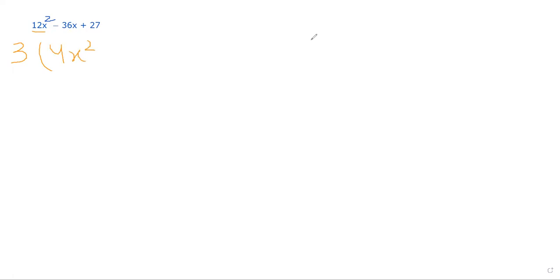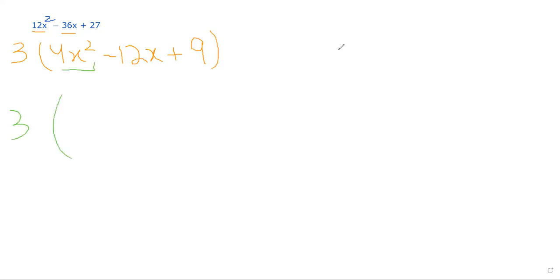Then minus 36. How many times 3 is 36? 3 twos are 6, 12 times. Yes. 12x plus, how many times 3 goes into 27? 9. Yes, 3 nines are 27. Is this step clear to you? Yes. Okay, good. So this is 3.